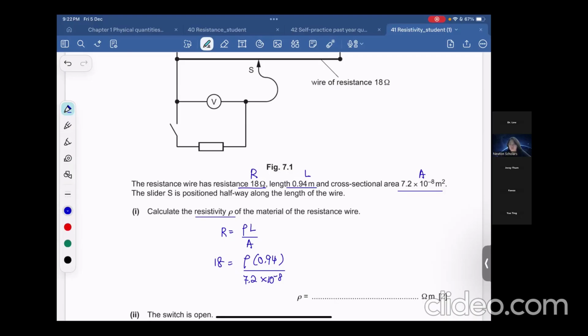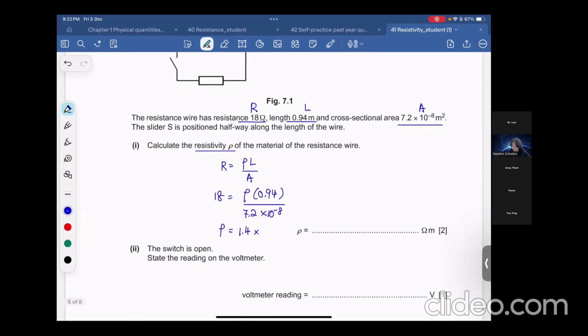Correct. Vashini, correct. Fatima, correct. Yes. Wesley, correct. Okay, dear. The answer is 1.4. This is two significant figures. Three significant figures is also correct. Times 10 to the power of negative 6 ohm meter. 1.4 times 10 to the power of negative 6 ohm meter.